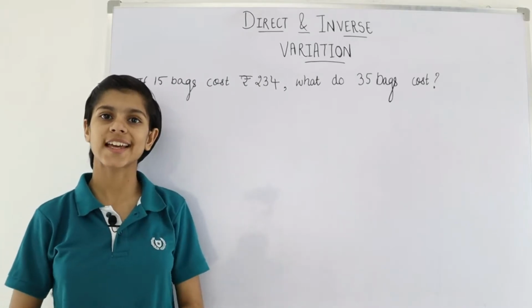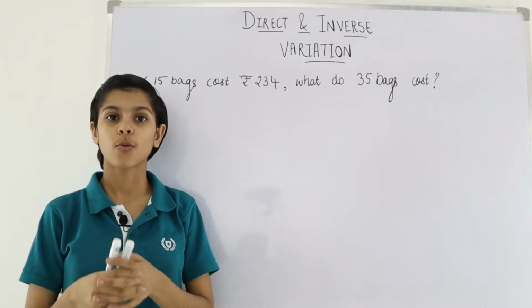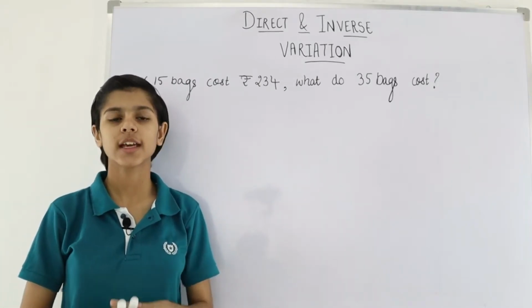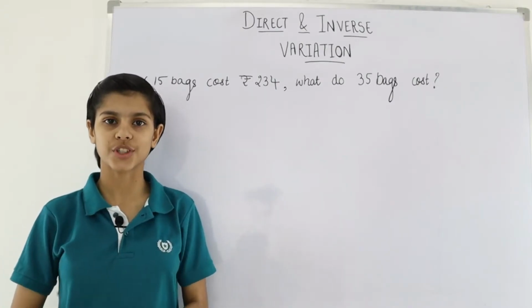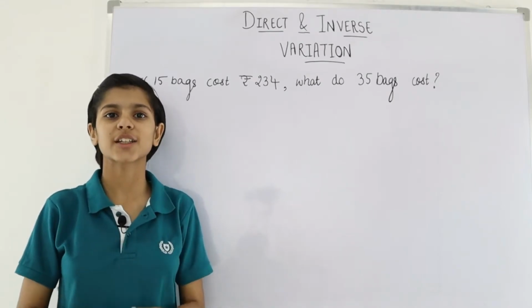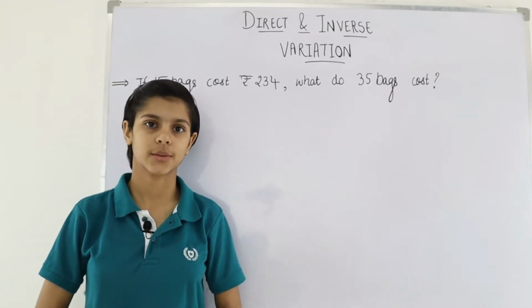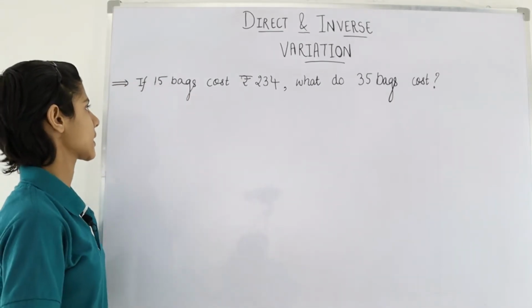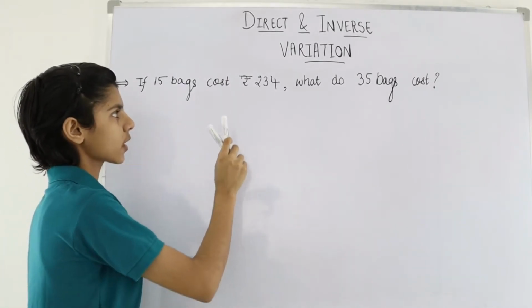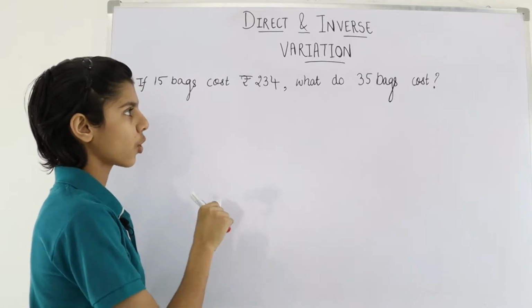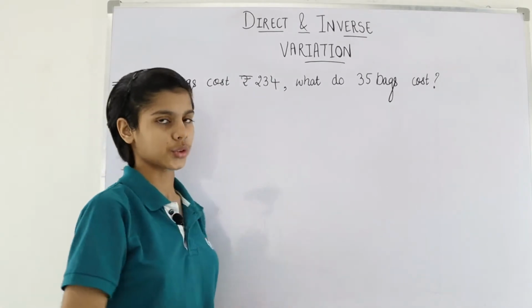So friends, as earlier we have discussed what is direct variation and some of its examples. Now we will do some questions related to it so that you can be clear with this concept. So our first example is, if 15 bags cost rupees 234, what do 35 bags cost?